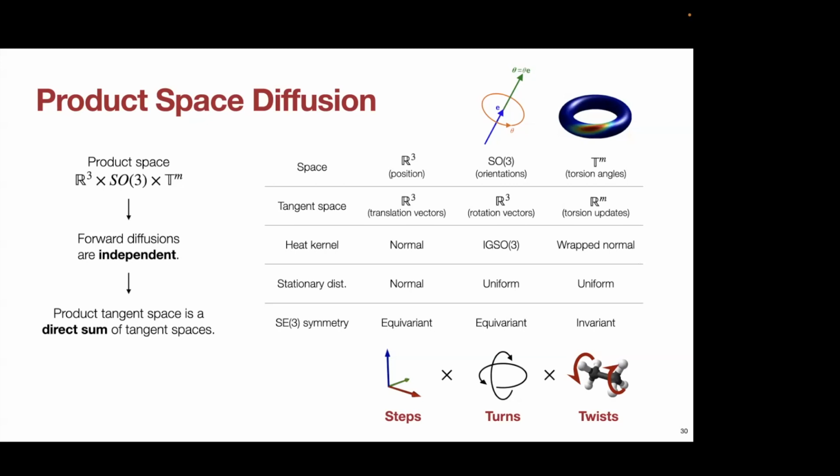And finally, on the right-hand side, we have the M torsion angles, and these describe an M-dimensional hypertorus, the tangent space of which is R^M, and the heat kernel and stationary distribution of these are also known. And hence, you can see why our method is called DiffDock, diffusion steps, twists, and turns, because in doing molecular docking, we are implicitly diffusing over the product space of these 3 degrees of freedom.